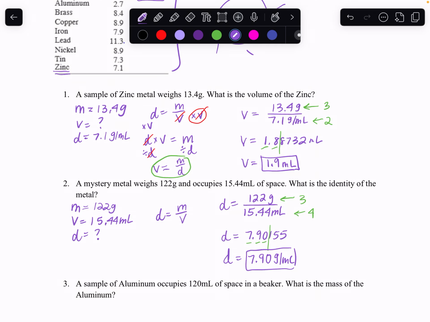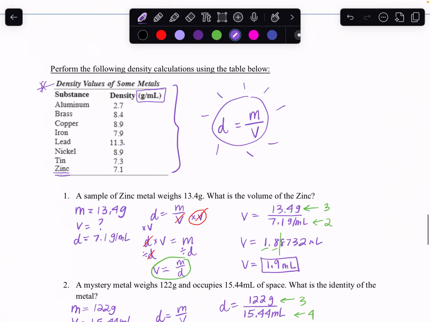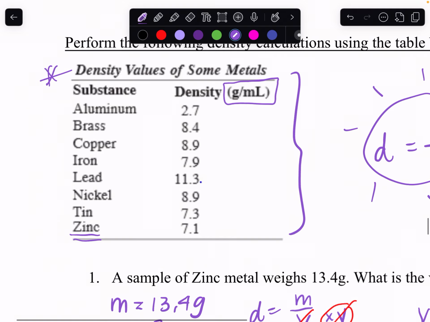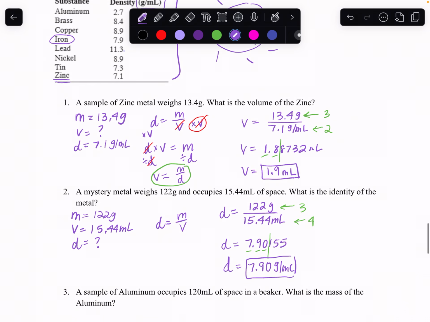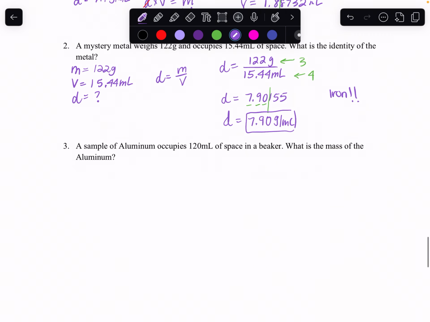If I go back up to my chart, okay, and I look here, what has a density of 7.90? Iron. All right? So you would say, oh, it's iron. That is the identity of the metal. Amazing. Okay, our last one. A little bit different.